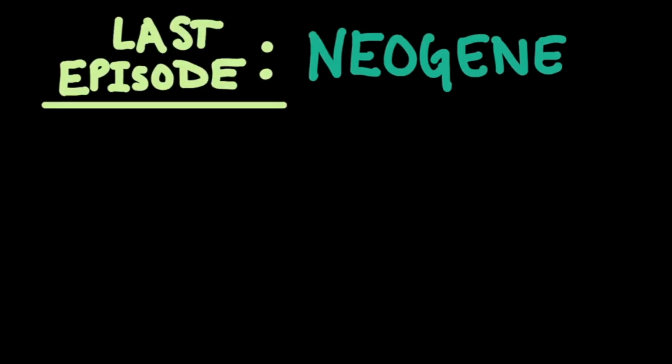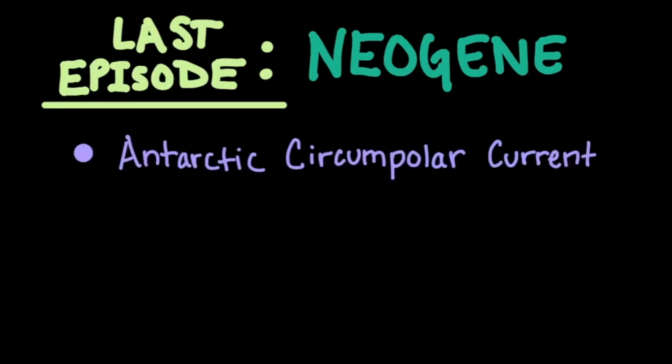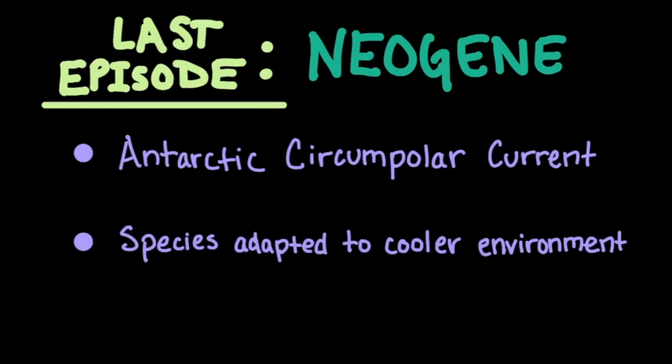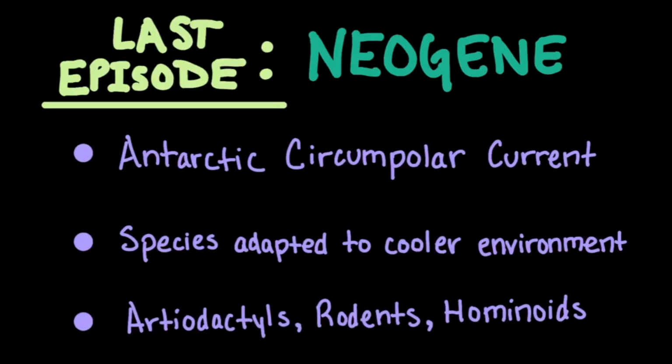Last episode, we talked about the Neogene period. We discussed the Antarctic Circumpolar Current, which isolated Antarctica as a cold region. We also looked at many species that adapted to colder environments. And we also looked at examples of artiodactyls, rodents, and hominoids.